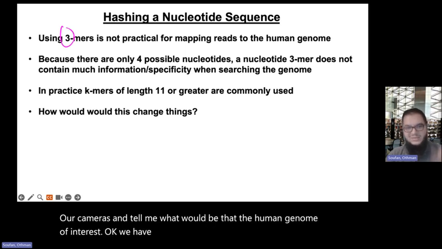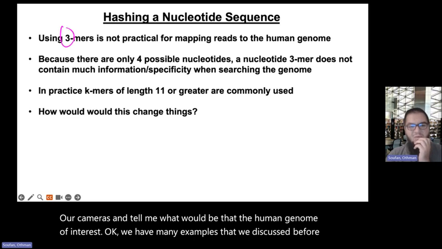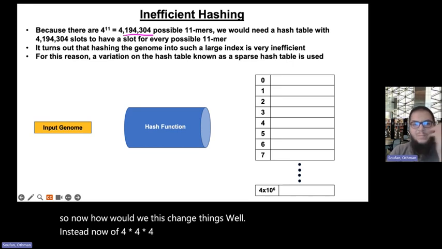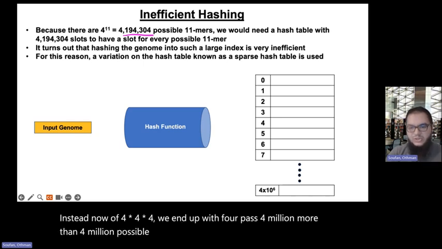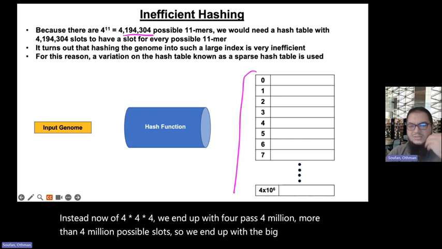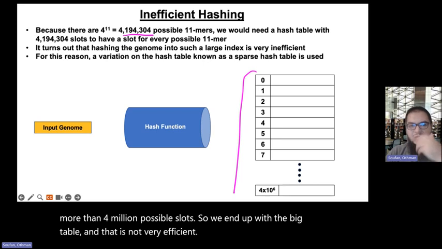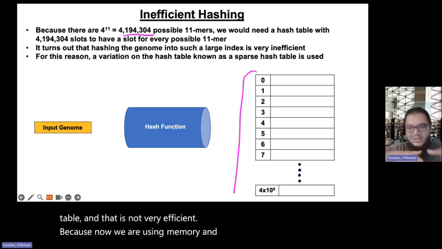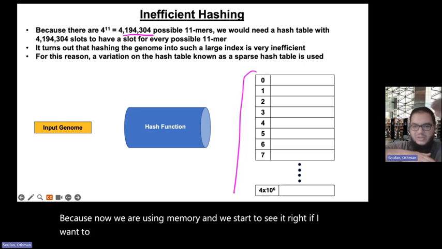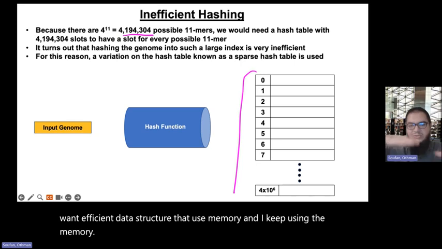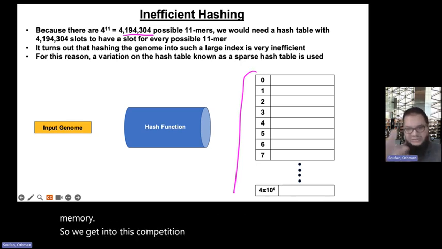We have many examples that we discussed before. So how would this change things? Instead of 4 times 4 times 4, we end up with more than 4 million possible slots. So we end up with a big table, and that is not very efficient because now we are using memory. If I want an efficient data structure and I keep using memory, we get into the competition in computer science between CPU and memory.